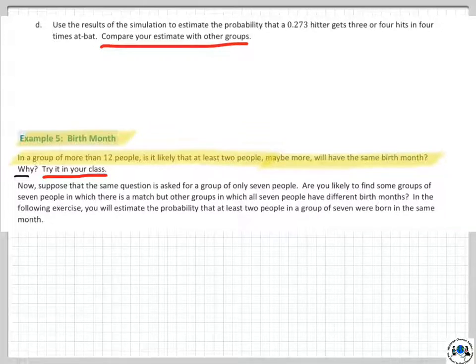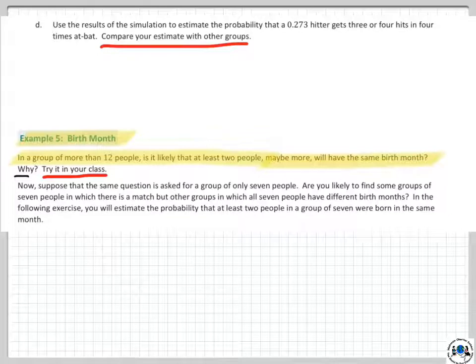Do you think in a group of more than 12 people, it is likely that at least 2 people, maybe more, will have the same birth month? Think about it, and give it a whirl down here. Let me know why you think what you think, and then we'll do something. Well, I hope you didn't have to think too hard about that one.